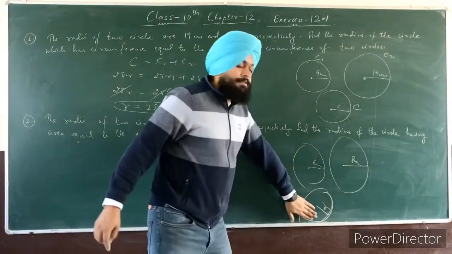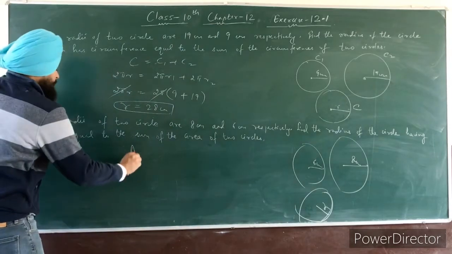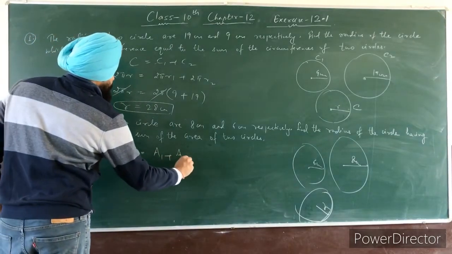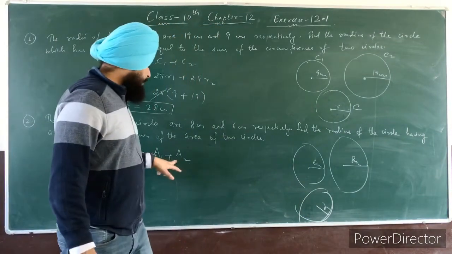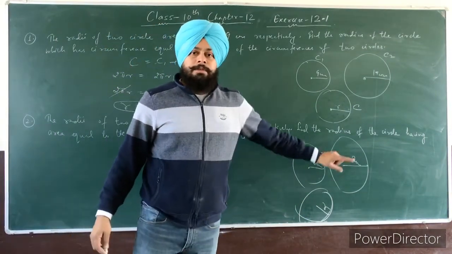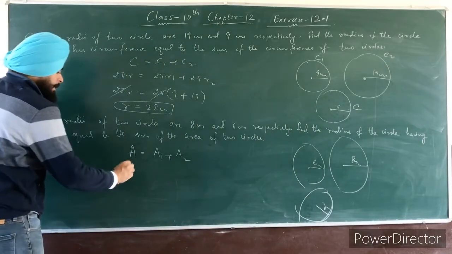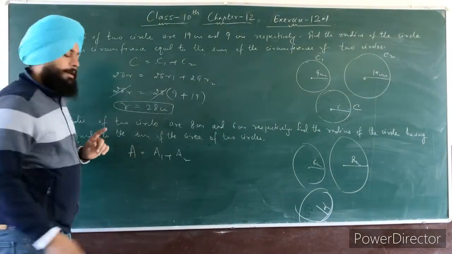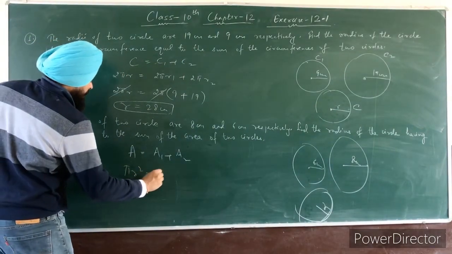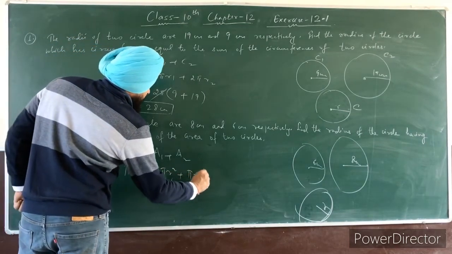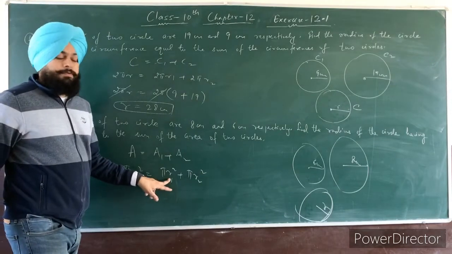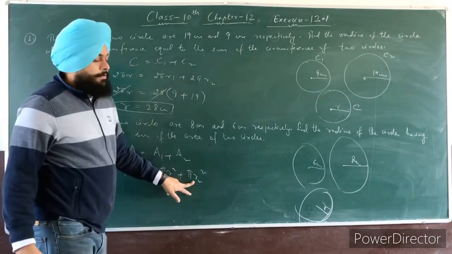And we have to find the radius of this circle. It means you can write A is equal to A1 plus A2. A is the area of third circle, A1 is the area of first circle, and A2 is the area of second circle. Now what is the area of circle? Circle area is pi r square is equal to pi r1 square plus pi r2 square. R1 is the radius of first circle and R2 is the radius of second circle.